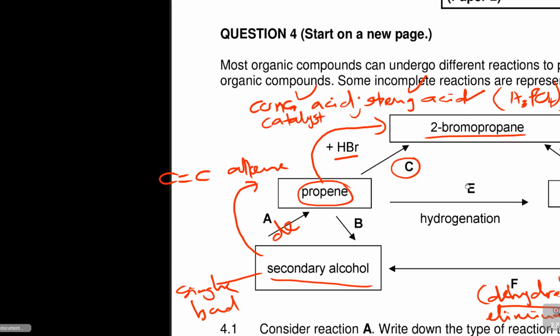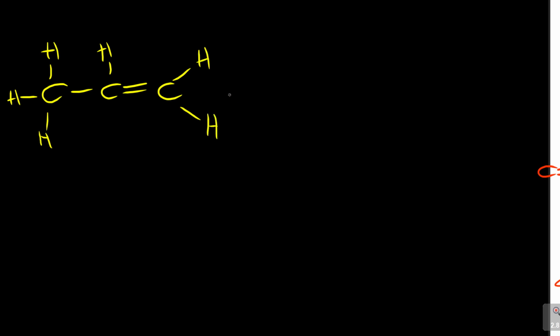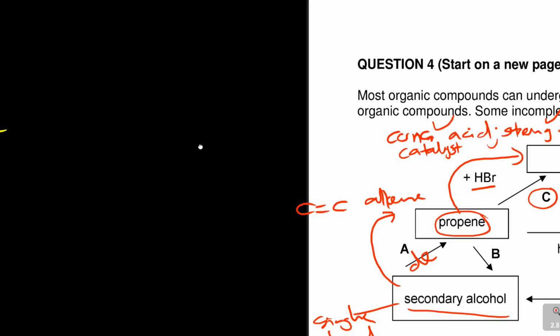Okay, let's look at reaction C. Propene. So remember, propene is like this: 1, 2, 3. Propene can't be anywhere other than this. It has to be propene. You cannot say 1-propene. So that is this. Plus, what are we adding?